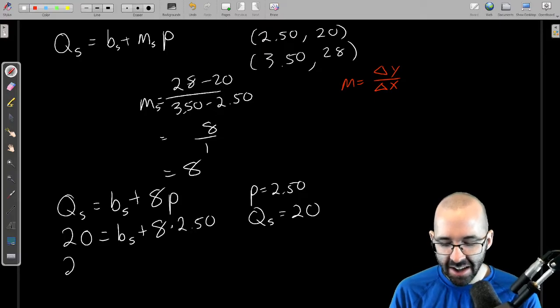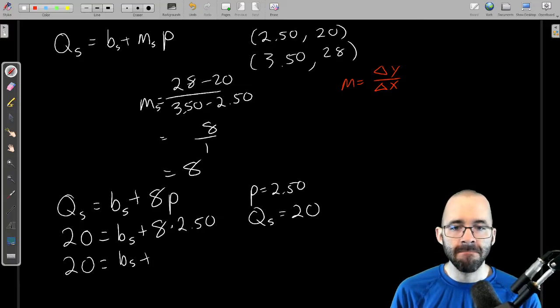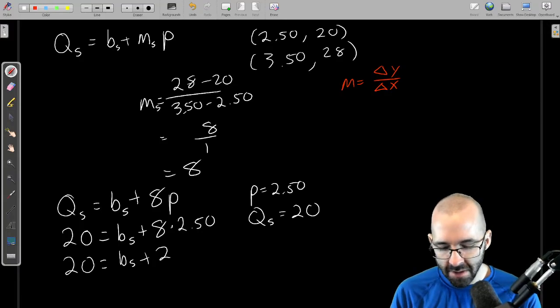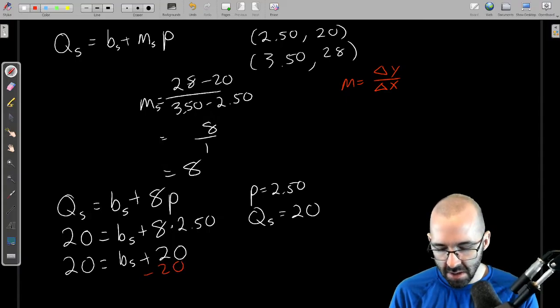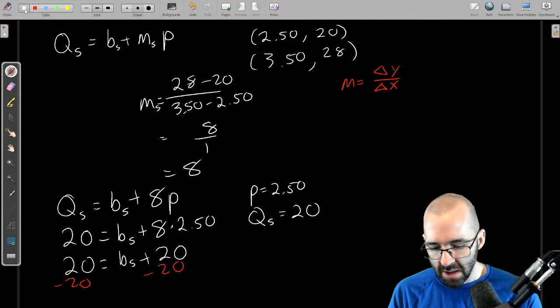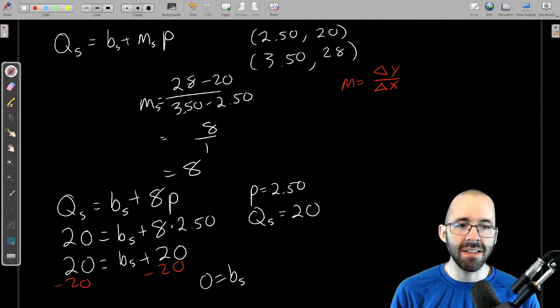And now we simplify. 20 is B sub S plus 8 times 2.50, which should be 20, I believe. Subtract 20 from both sides. We're going to get that B sub S is 0. There's no BS here. Ha, ha, ha.